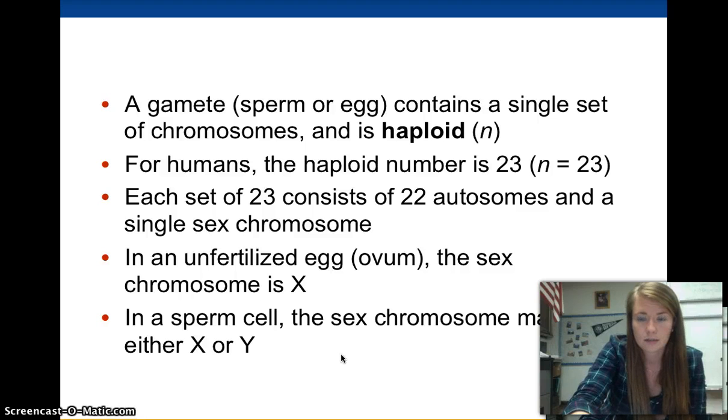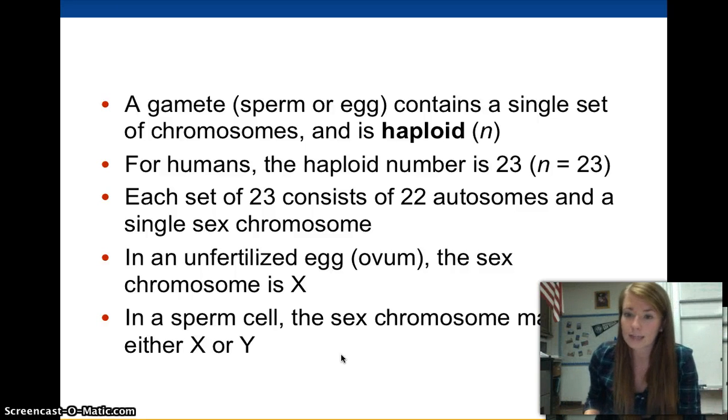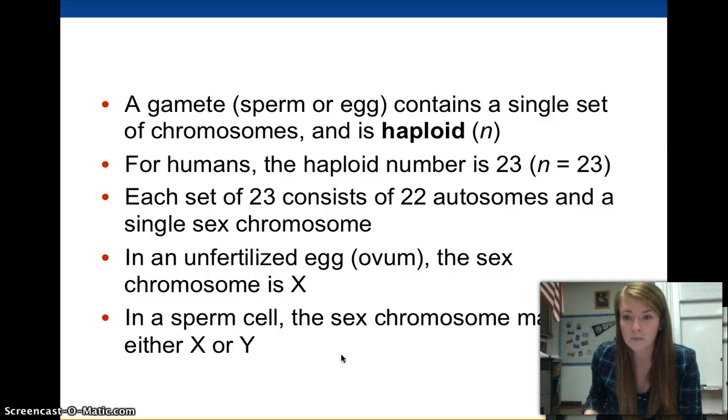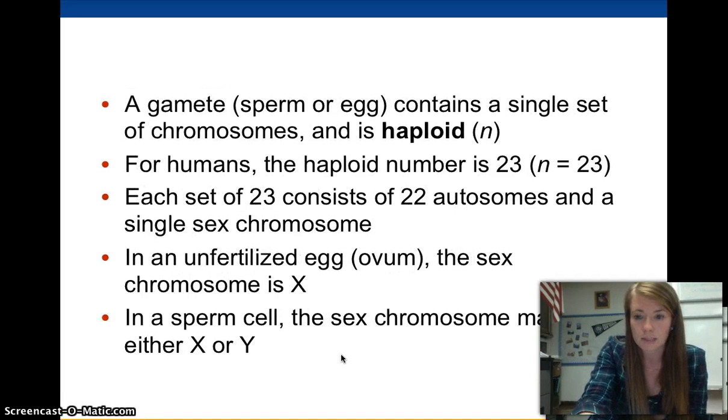Those are homologous pairs. This is different than your gametes, your sperm or egg cells, that are haploid. They only contain 1 copy of each chromosome. For humans, our haploid number is 23, n equals 23. Each of these gametes has 22 regular chromosomes and 1 sex chromosome. In an unfertilized egg, the sex chromosome is always going to be X because women make eggs and we only have X chromosomes, whereas in a sperm cell, it could be X or Y. So gentlemen, when you have children, it is your reproductive cells that determine whether your child will be female or male, because you can give it an X or a Y.